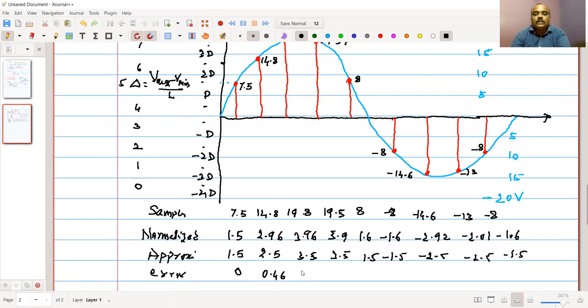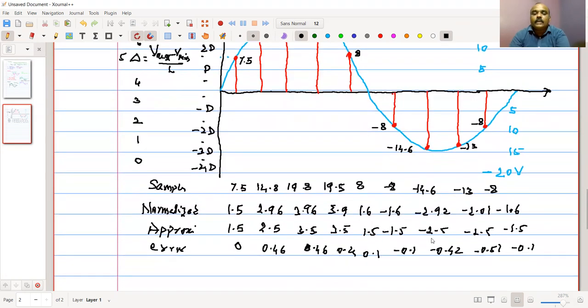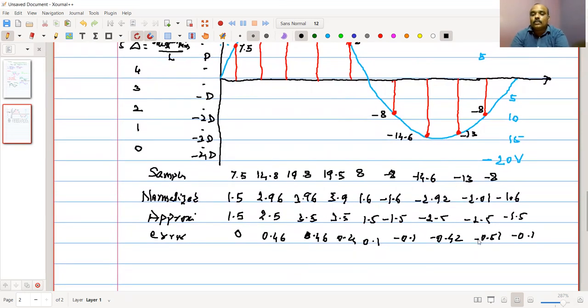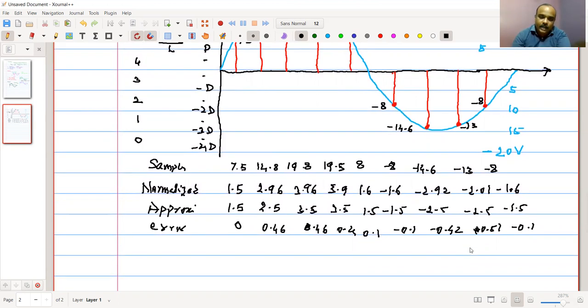0.46. This I am getting as again 0.46, 0.4, 0.1, minus 0.1, minus 0.42, minus 0.51, and minus 0.1, right? So we are going to get some amount of error in the signal also. So this should be, I think you'll get this as plus, right? So we are going to get some amount of error, which is called quantization error.